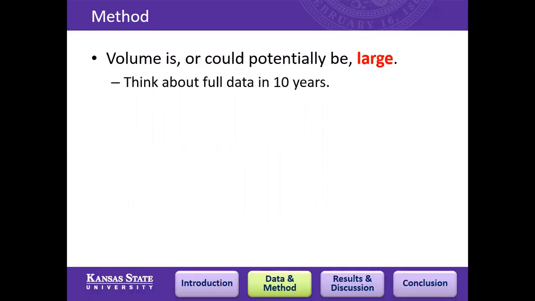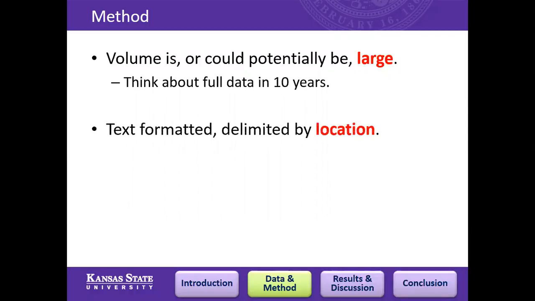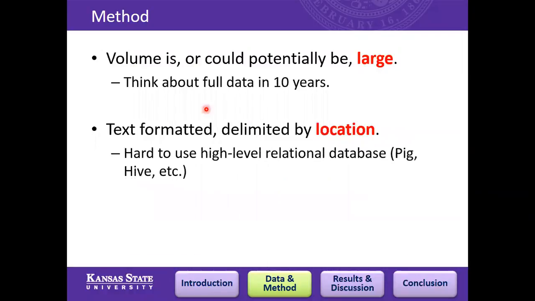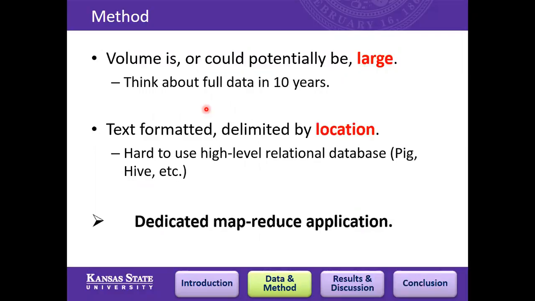But there are a lot of different strategies. Now we're considering for this data, they are text formatted and they're delimited by the location. What does that mean? Let's take a look at this data. So each line here represents a single entry, possibly one person or one household. So this is just like a data stream. Makes no sense to human mind. So that makes relational database a little bit hard to use. So we're not choosing Pig or Hive here. So for this application, we choose to write our own dedicated MapReduce application.